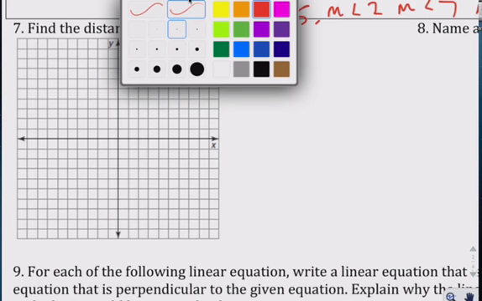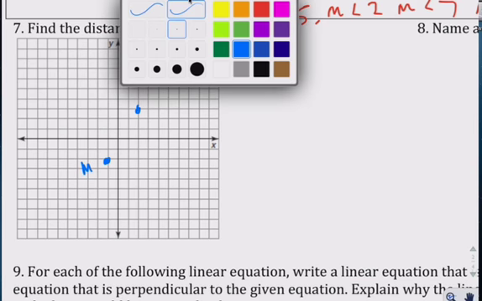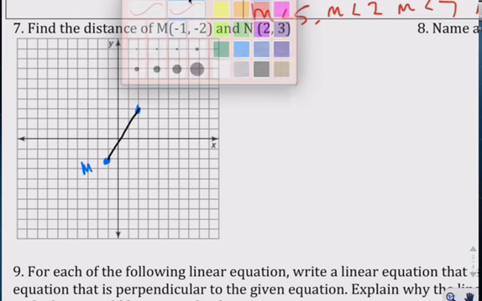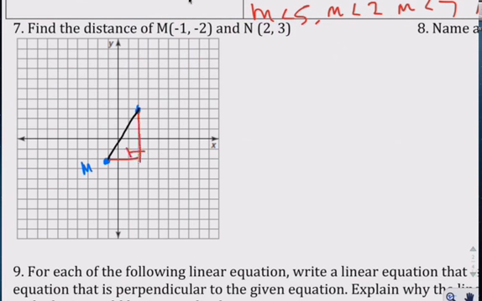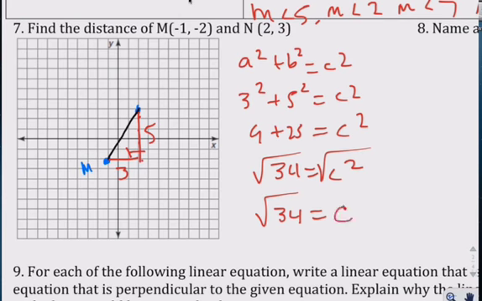Find the distance of negative 1 and negative 2, 2, 3. There are more ways to do this than one, but we know it by the Pythagorean theorem. We can go: right angle, that's 3; 1, 2, 3, 4, that's 5. So a squared plus b squared equals c squared. 3 squared plus 5 squared equals c squared. 9 plus 25 equals c squared. That's 34 equals c squared. Square root of both sides. Square root of 34 is c.